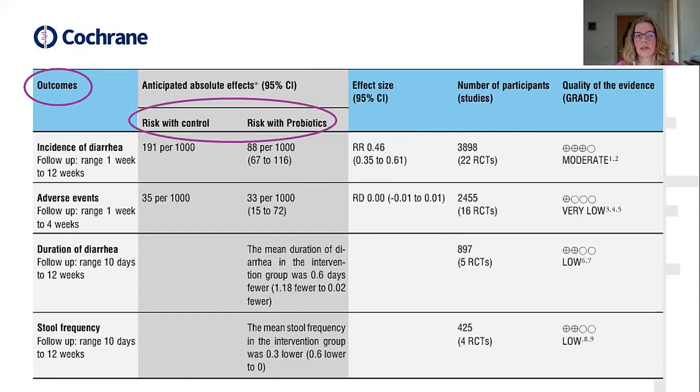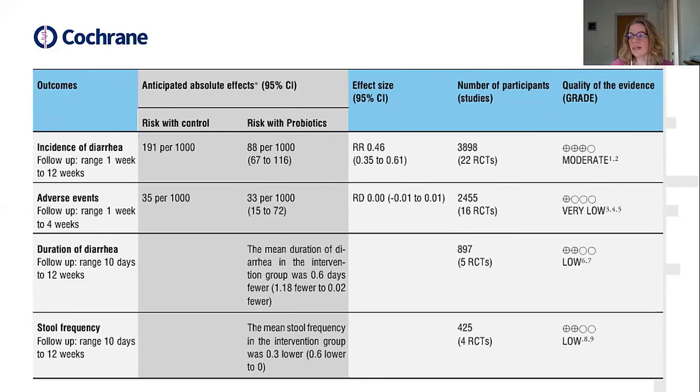The table also includes the absolute effects for the control group and for the intervention group. It reports the effect size, the number of studies and the number of participants, and also the quality of the evidence or the certainty of the evidence. So you'll see here this says quality of the evidence. In more recent reviews, that's been updated. So we talk about certainty of the evidence. They're interchangeable terms, but what we're talking about is the certainty of the evidence.